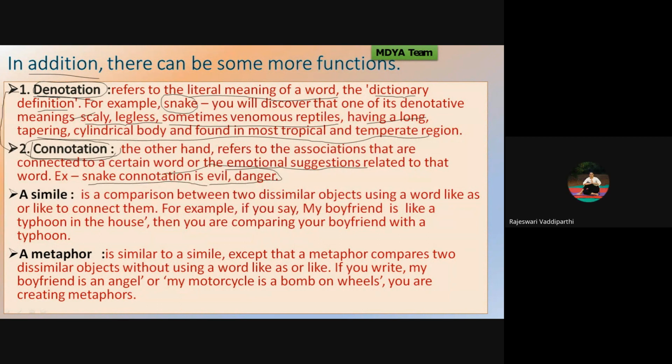Yes, ma'am. Can anybody give me more examples of denotation and connotation from whatever is in your mind right now?